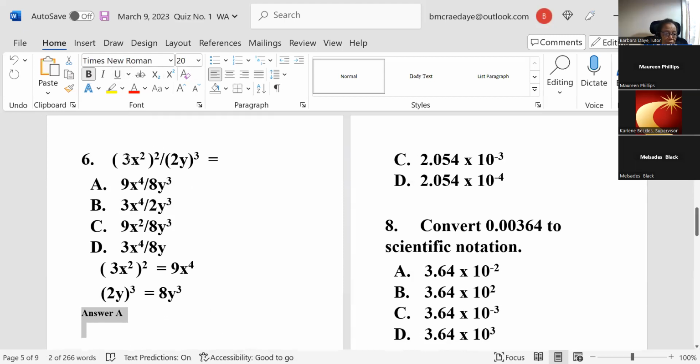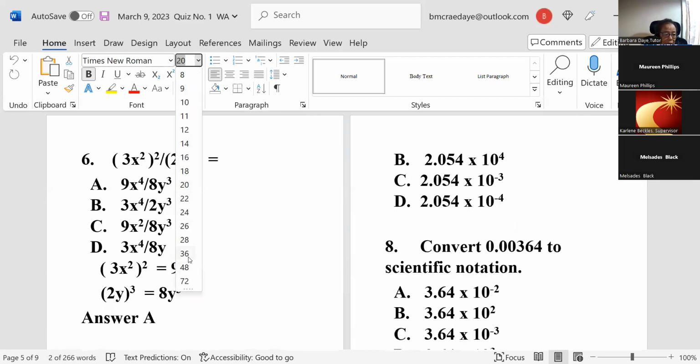Or I could have had 3x to the second over 2y to the third. I probably would have put it, but since I had slashes, I put the slash here. But if you had A, I gave you credit for it, because A is a division, that means this should have been a division, not a multiplication. Any question?